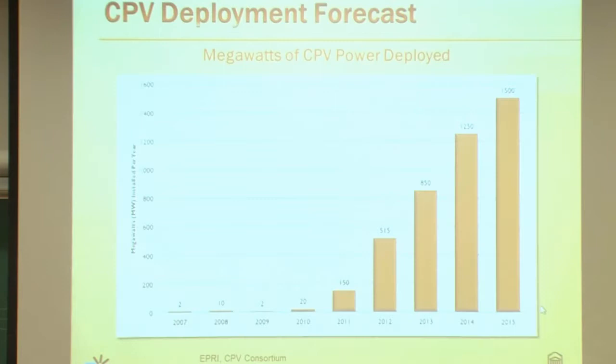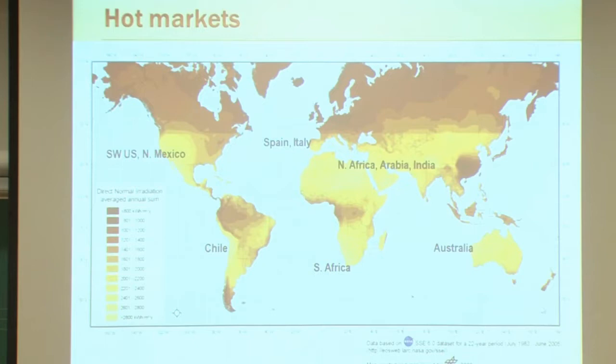Deployment is a growing industry out there. This is getting to 515 megawatts to be installed this year. Small numbers, but the growth is significant. Where are the hot markets for CPV? Well, it's going to be in the Sun Belt primarily.